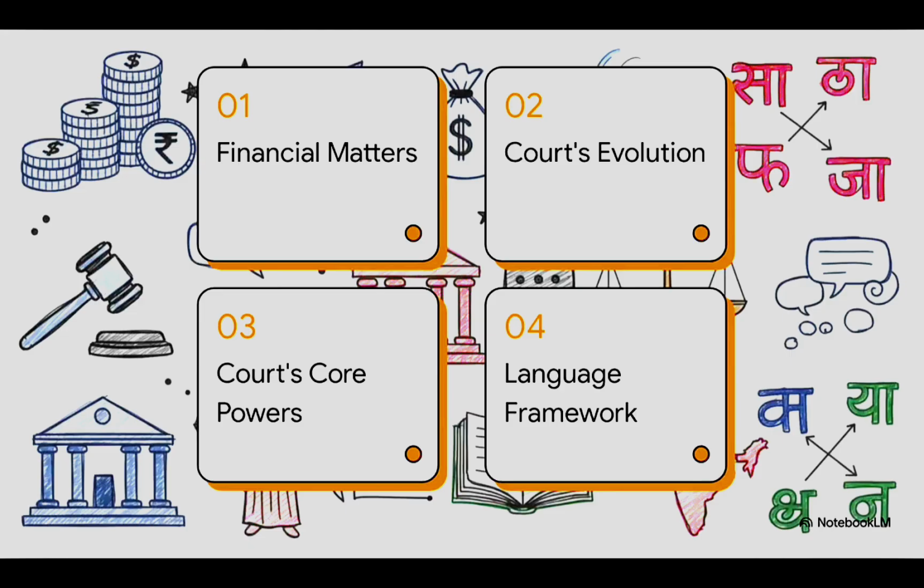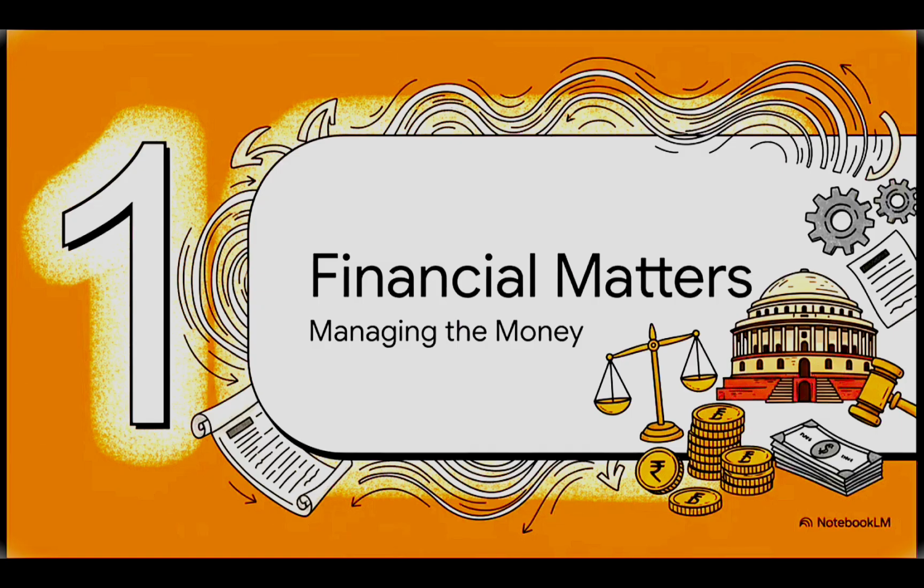Okay, so here's our roadmap for today's explainer. First, the Parliament's financial matters. Second, the Supreme Court's historic evolution. Third, the Supreme Court's core powers. And finally, fourth, India's official language framework. Let's get right into it. Part 1. The Parliament's Financial Matters, Managing the People's Money.